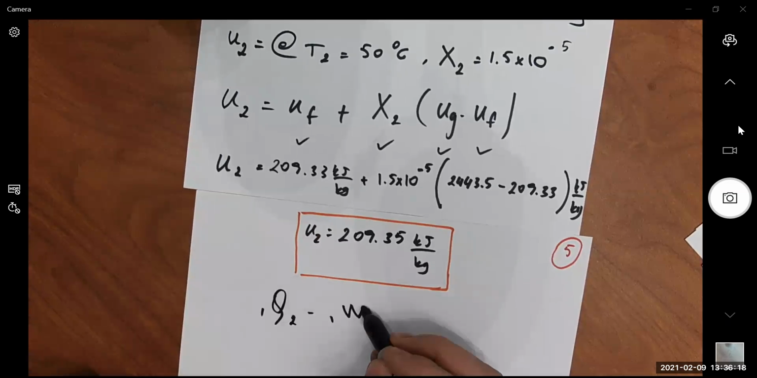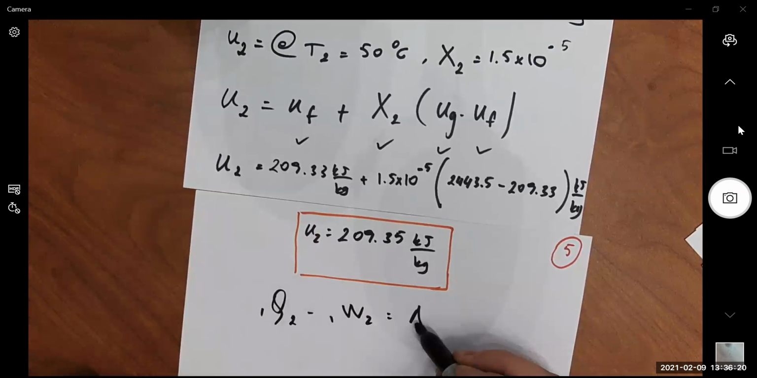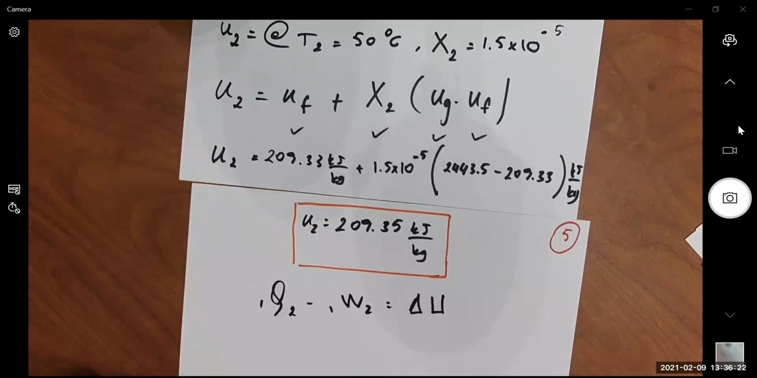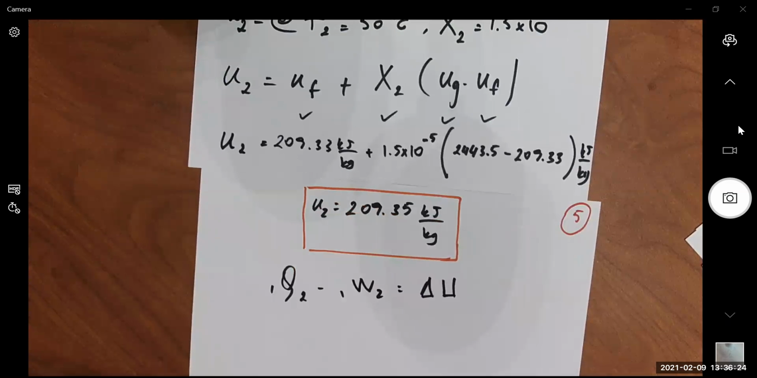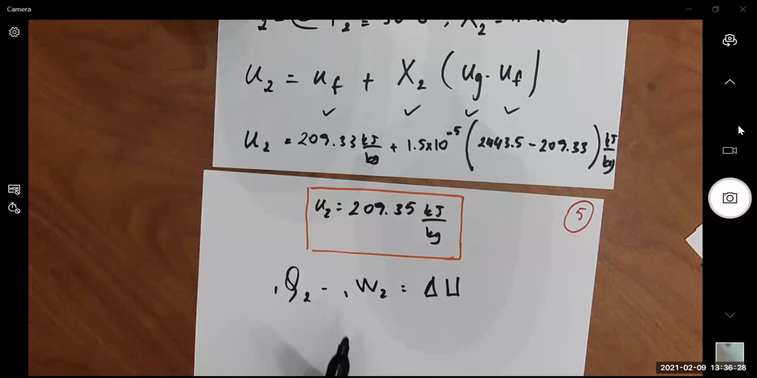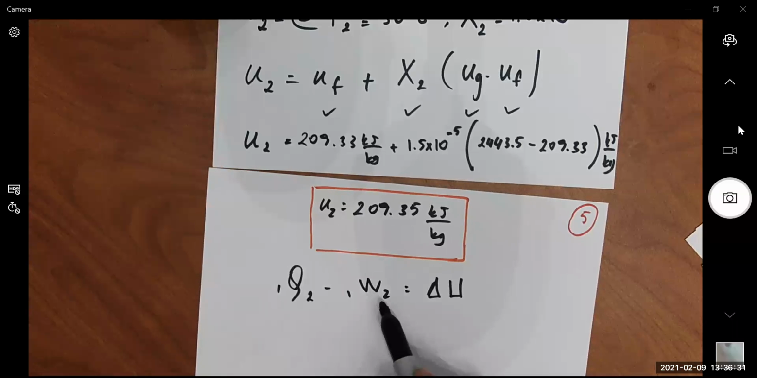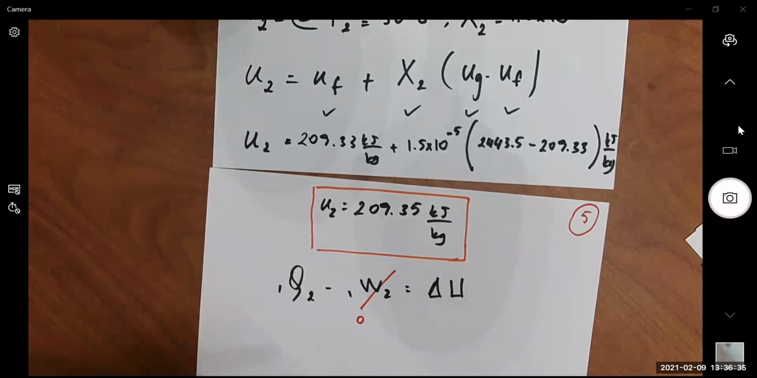First of all, the first law analysis. What is work? Work is 0. Why? Because it's a rigid tank. Remember, work equals P times delta V. My delta V is 0, so work is 0. Okay?